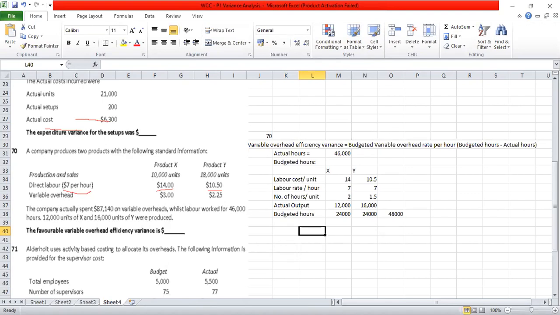Budgeted variable overhead rate per hour. That is what we have to find out now.